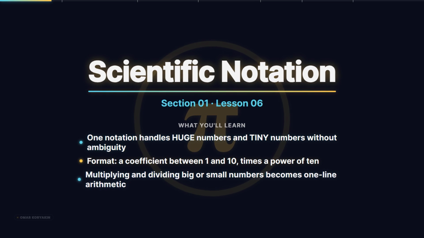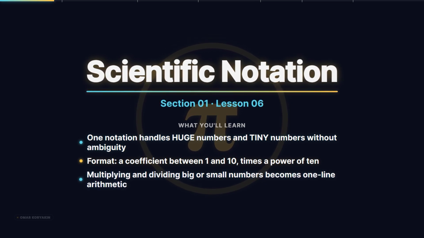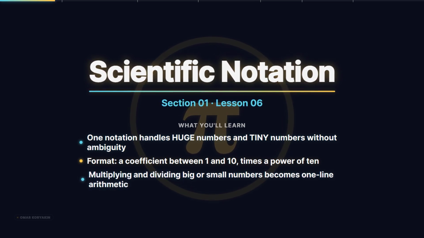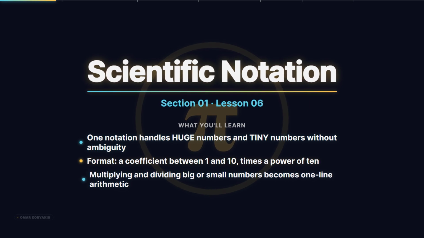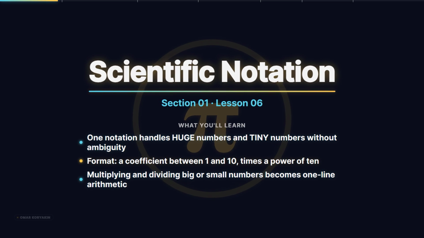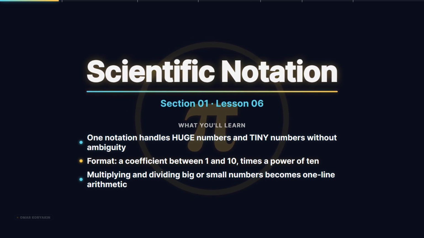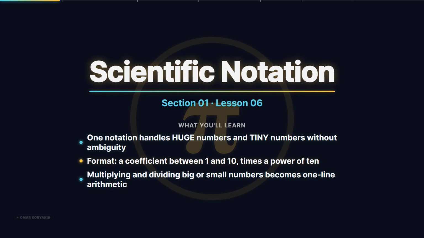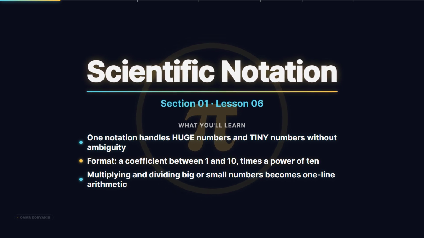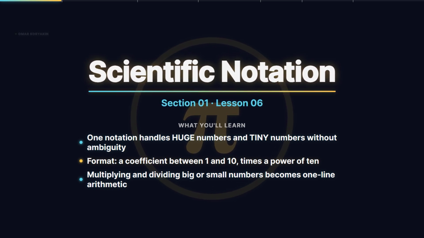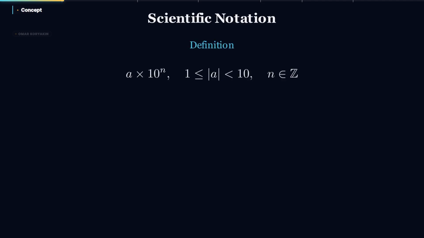Multiplying and dividing large or small numbers in scientific notation reduces to two simple operations. Multiply or divide the coefficients normally, then add the exponents for multiplication or subtract them for division, exactly as the product and quotient rules from the previous lessons taught us. The exponent rules from lessons 4 and 5 do all the heavy lifting in scientific notation arithmetic, which is why those lessons came first. Here is the formal definition of scientific notation.